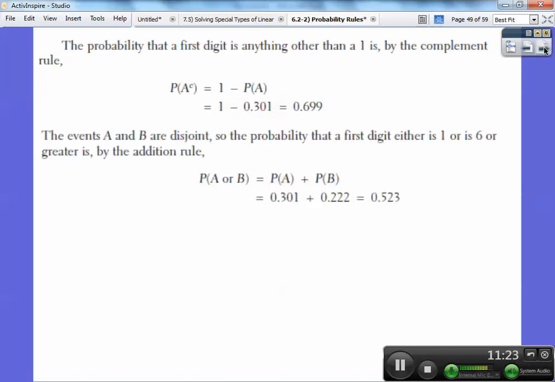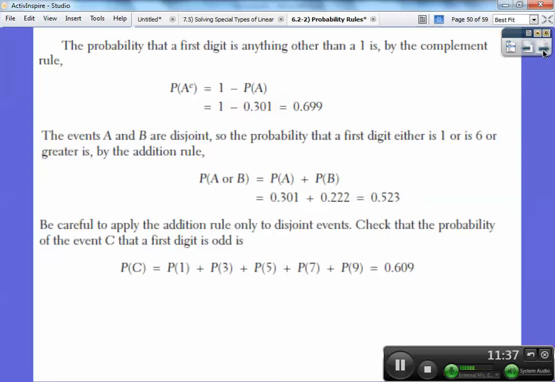Okay, so the events of A and B are disjoint, so the probability that the first digit is either 1 or 6 or greater. Disjoint means they can't overlap, so you can either get a 1 or a 6 or greater would be the addition of those two numbers right there. Okay, so be careful to apply the addition rule only to disjoint events. We'll show you what to do when they're not disjoint in the next lesson right here. Okay, so the probability that you pick an odd digit, you just add up all those odd probabilities for the odds, and it should get you to 0.609.